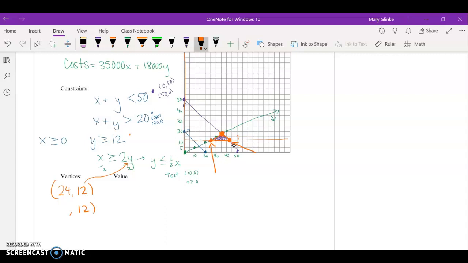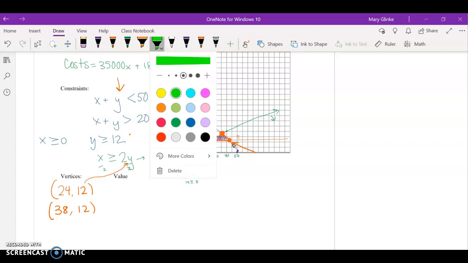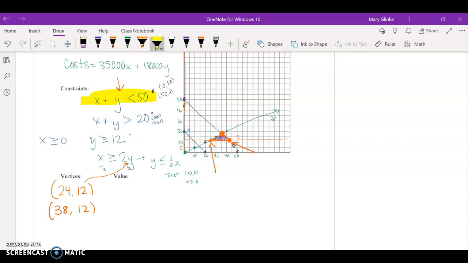This is my intersection of my orange and my purple. I can go ahead and plug in 12 for my y value in my purple equation, which was x plus y is less than 50. And if I solve that for x, I get x is 38. And my last one is the intersection of the purple and the green. So I'm going to use my highlighter. My purple is this one, my green was this one.